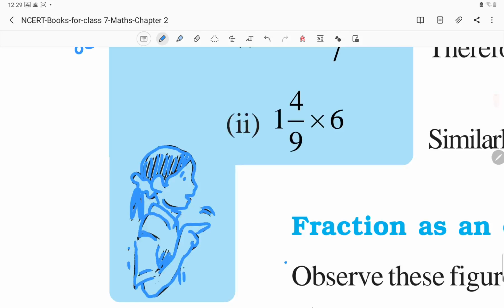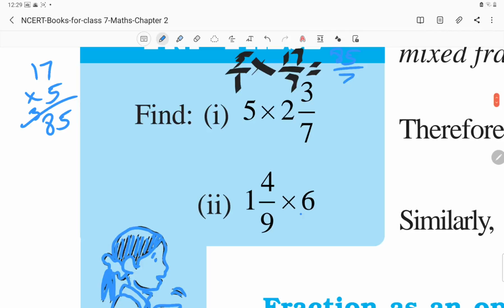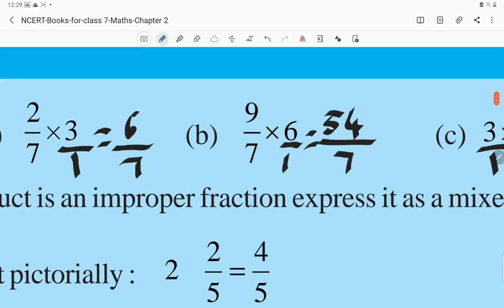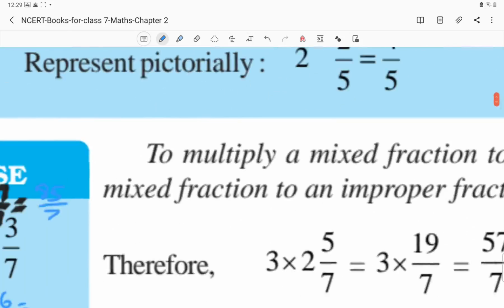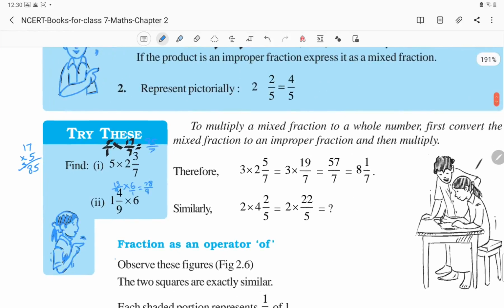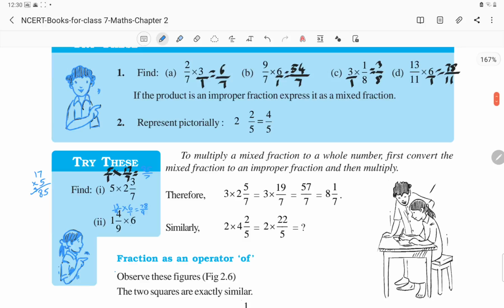4 by 9 times 6. So 9 plus 4, which equals 13. 13 by 9 times 6 by 1. 13 times 6, we did this a second ago. So let's just take the answer from here. 78 by 9. See how simple that is? We did that really, really quickly.